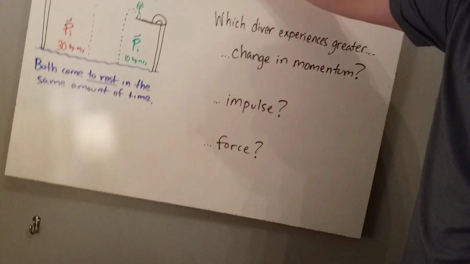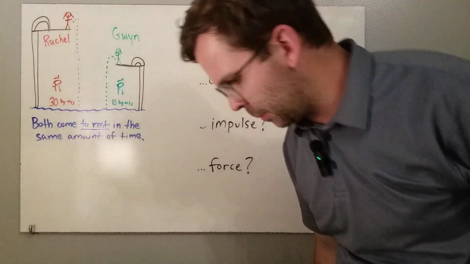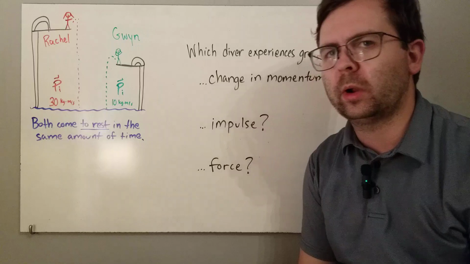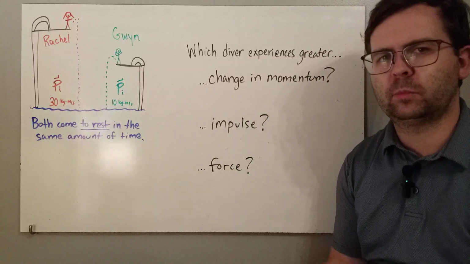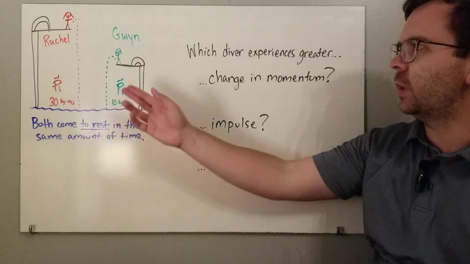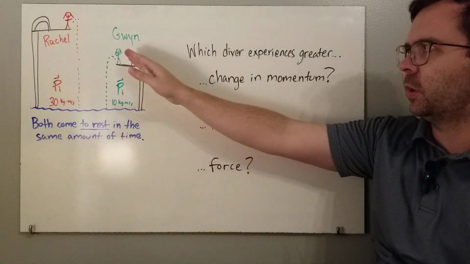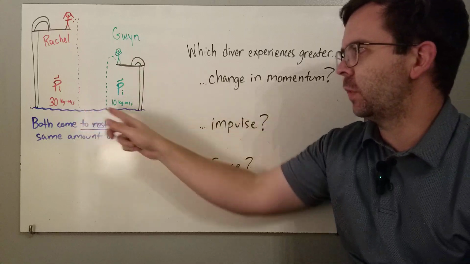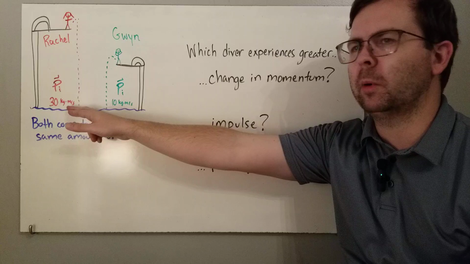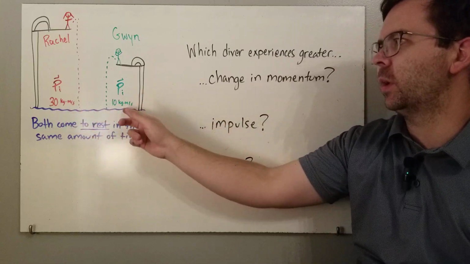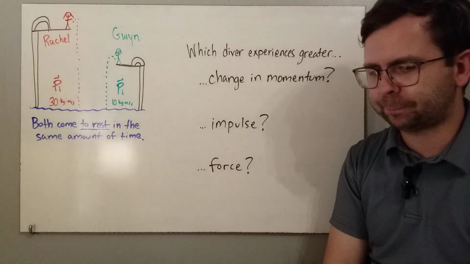This is a little bit different of an example because now we're dealing with two different objects, or people in this case, where they have different momenta going into the change. So we have two divers, Rachel and Gwen. Rachel dives from a taller height and Gwen dives from a shorter height. That means when they hit the water, they're going at different speeds. Rachel's going to be going faster and so has a greater momentum when hitting the water. Gwen has a lower momentum. Both of them come to rest in the same amount of time.